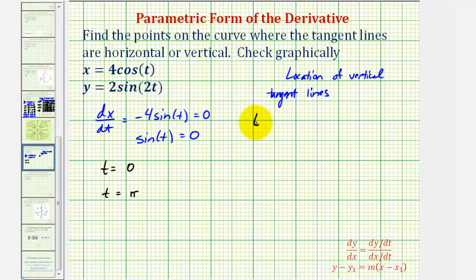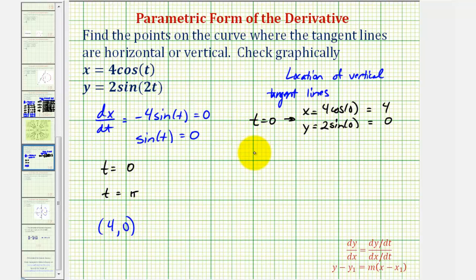So when t equals 0, notice that x would be equal to 4 cosine 0, and y would be equal to 2 sine 0. Cosine 0 is equal to 1, so the x-coordinate would be 4. Sine 0 is equal to 0, so the y-coordinate would be 0. So one point where we have a vertical tangent line would have coordinates 4, 0.